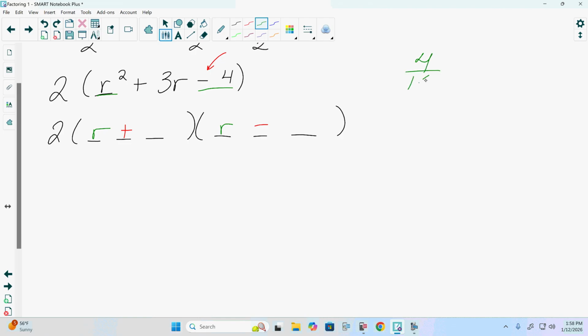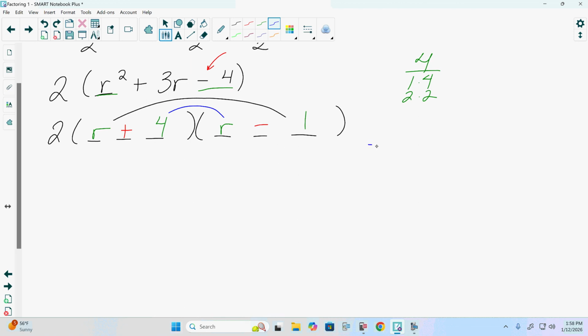Factors of 4, there's more than one. 4 and 1? Mm-hmm. Which one do we want positive? 1 or 4? 1 is negative. Then the last thing we're going to do is check.